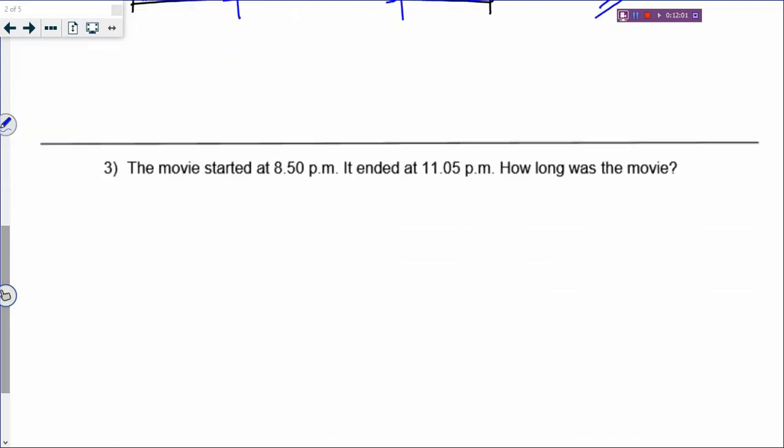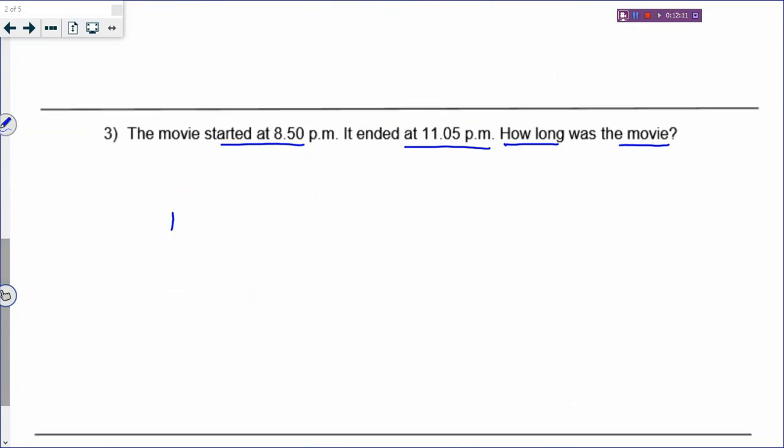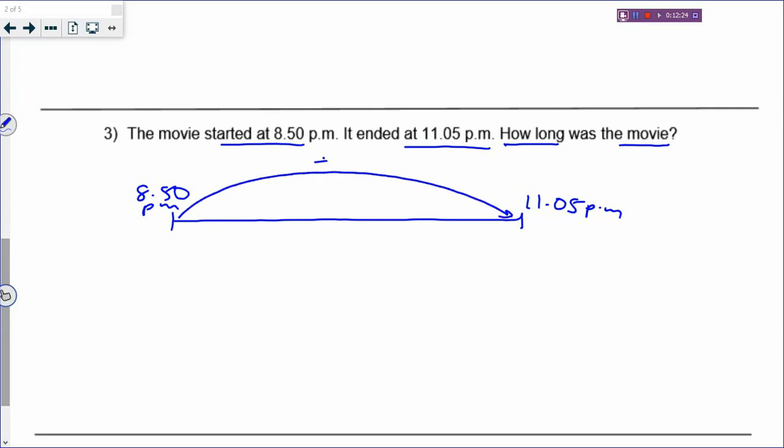Okay, another example. The movie started at 8:50 p.m. It ended at 11:05 p.m. How long was the movie? So you're asked to find the duration. So you have a start time again. This is your 8:50 p.m. and this is your 11:05 p.m. So you're supposed to know what is the duration. So question mark. So your question mark can be anywhere on the timeline. It can be at the start time, at the end time, or even at the duration. Alright, you can be trying to find the duration. So how do we find the duration?